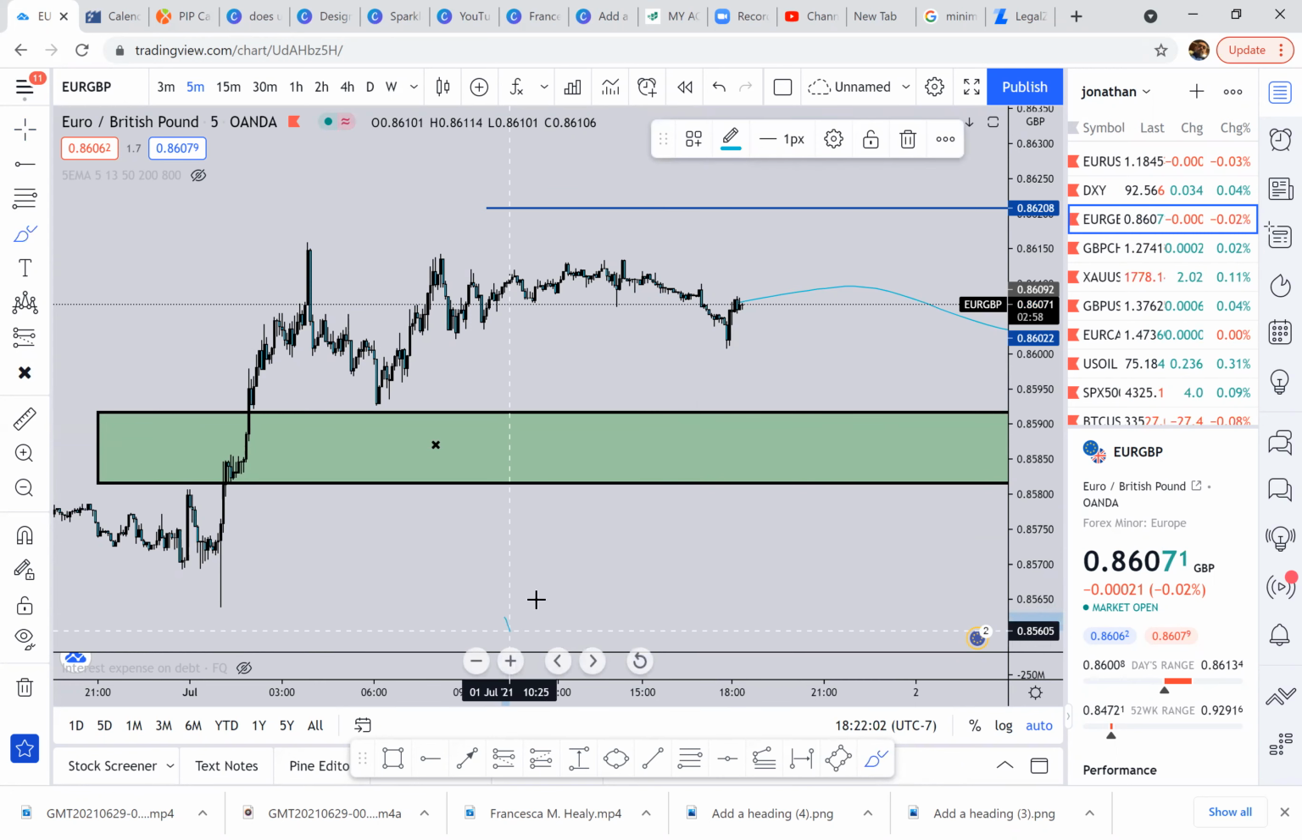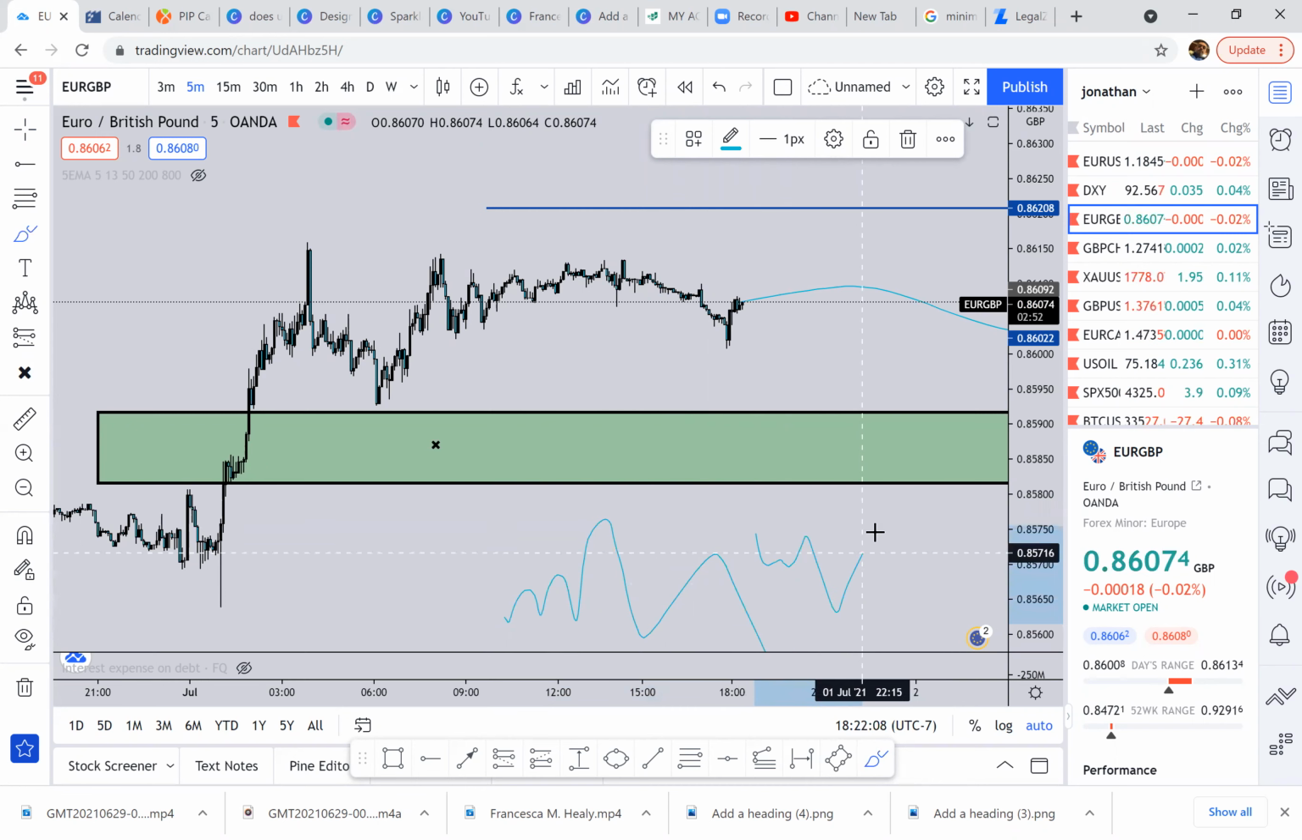So like me, like I said, this here is my sell off move. This here is my buy off move. Okay, so this is what I'm looking for.